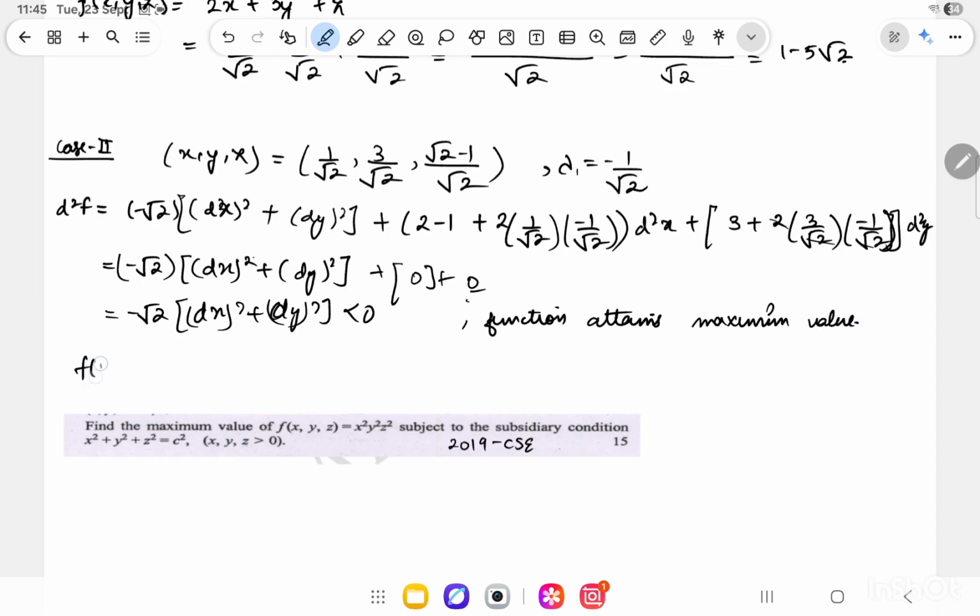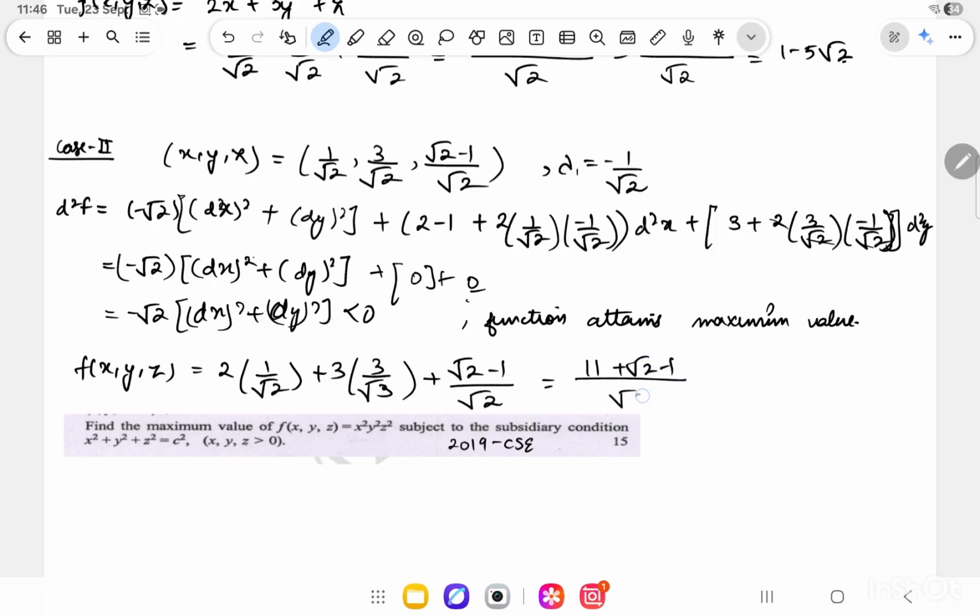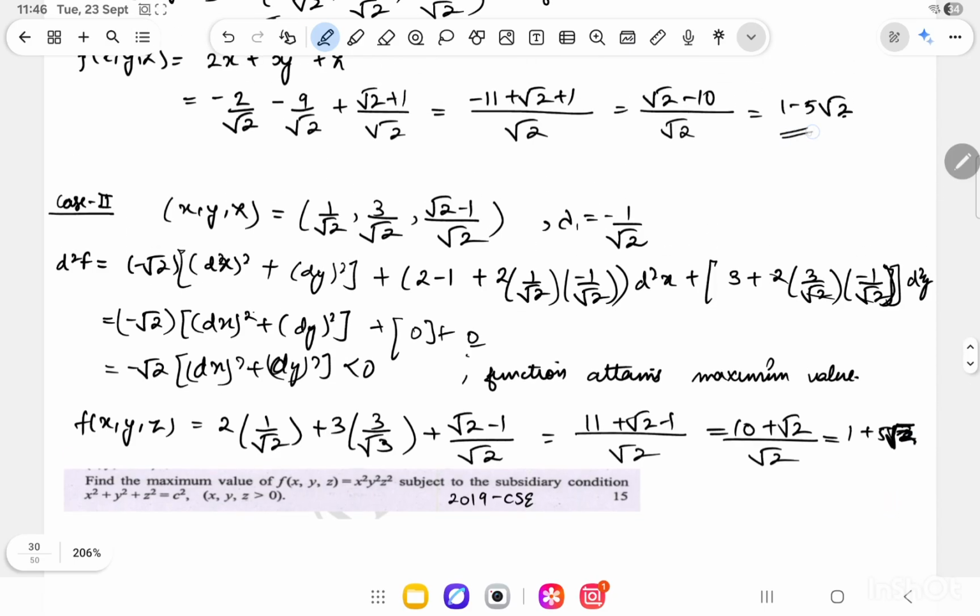and that value is basically f(x,y,z), and this is 2 times x, that is 1 by root 2, plus 3 times y, that is 3 by root 2, plus z, that is root 2 minus 1 by root 2. So this is 2 plus 9, 11, plus root 2 minus 1 by root 2, that is 10 plus, that is 1 plus 5 root 2. So this is the maximum value, and the other is the minimum value that the function small f(x,y,z) can attain. So let's move on to the next question.